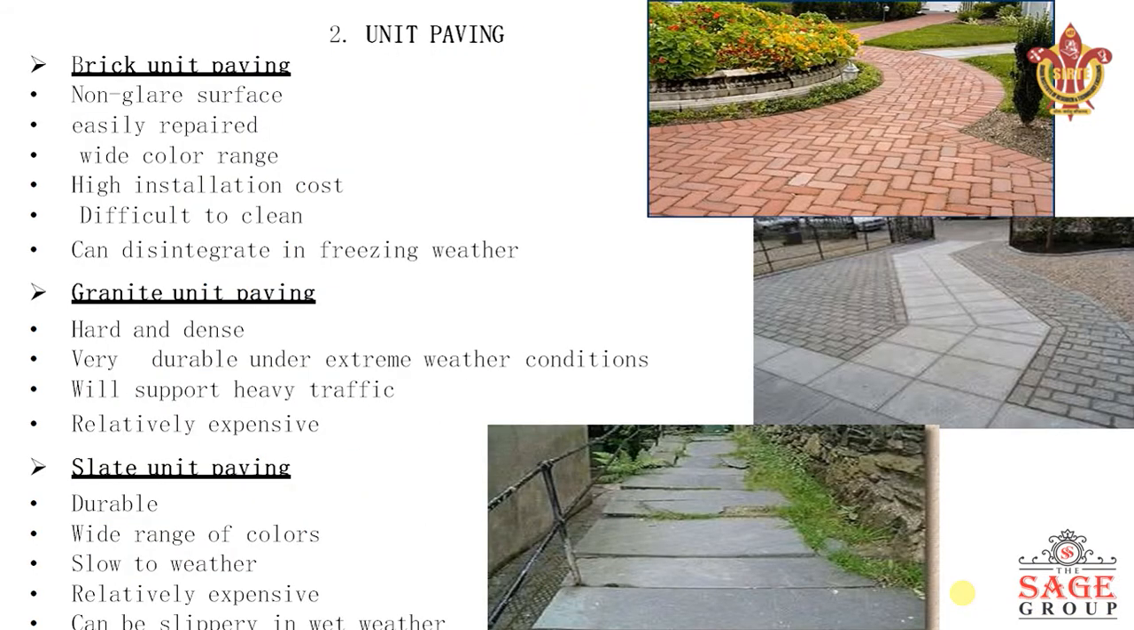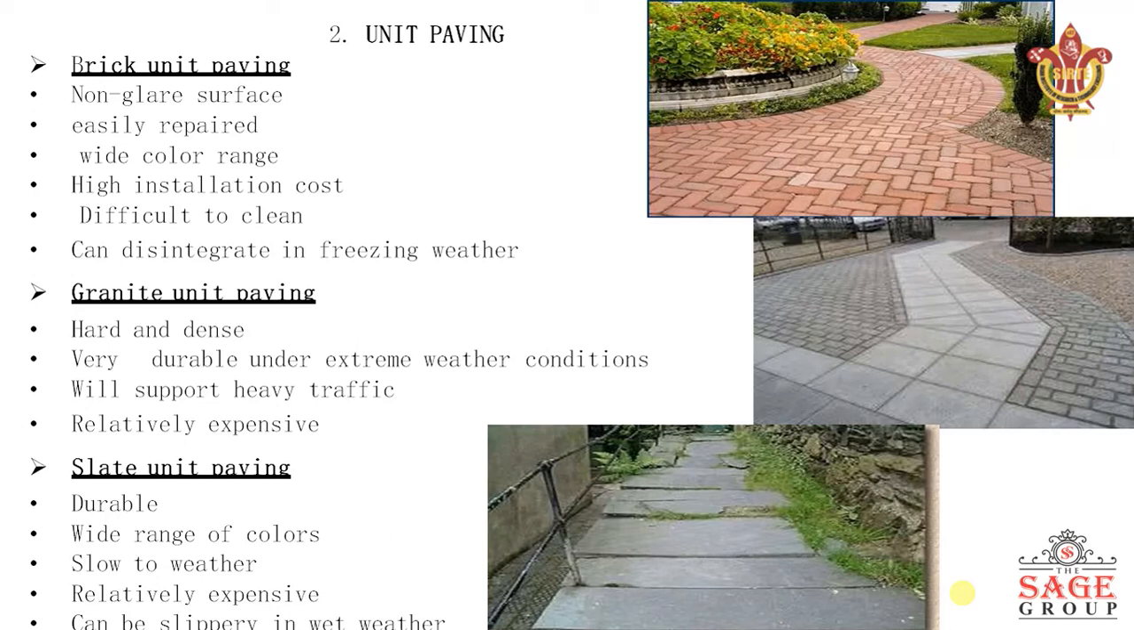The second type is unit paving. The first one is brick unit paving. In this, a non-glare surface is layered, it can be easily repaired, and we have a wide range of colors, but the installation cost is high, it is very difficult to clean, and it can disintegrate in freezing weather.